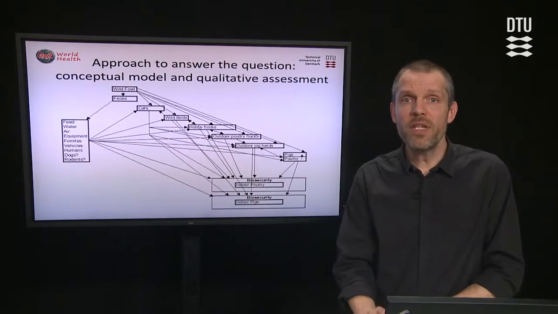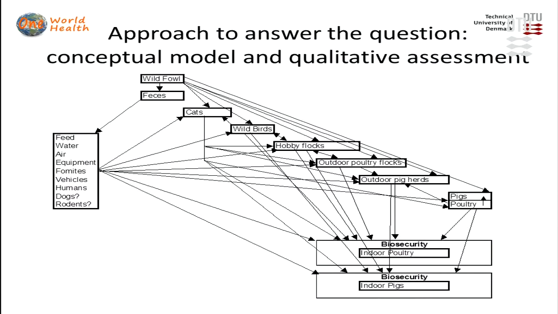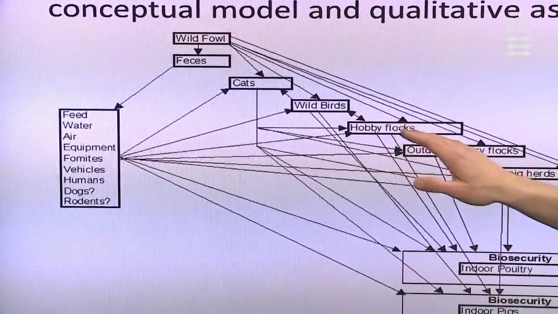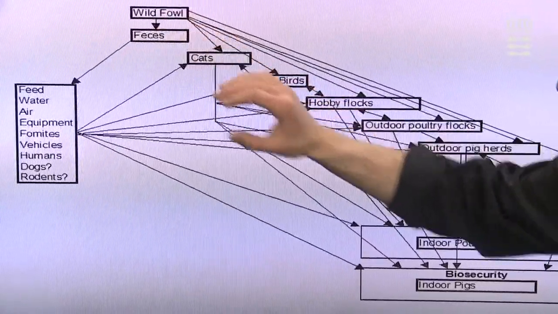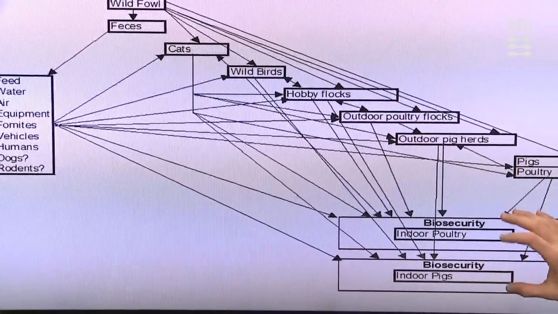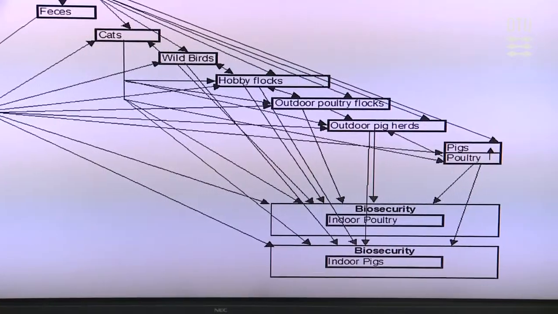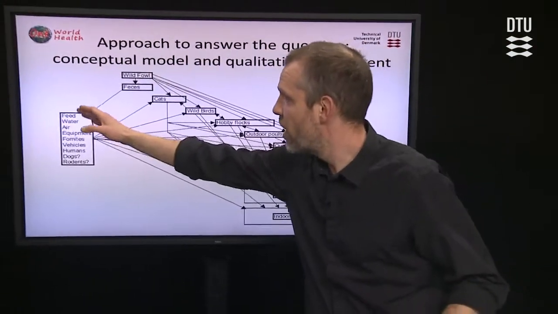So what we did to answer this question was to build a conceptual model in a qualitative way. And here I don't think you see all the outline here, but we started out with wild birds flying around, and then in the end of the model we had pigs. And in between we have all the possible transmission pathways, how the virus could be transferred from the wild birds to the indoor pigs. And as you've seen here, this is a very complex pathway. And we also have the transfer not only through animals, but also through the environment.